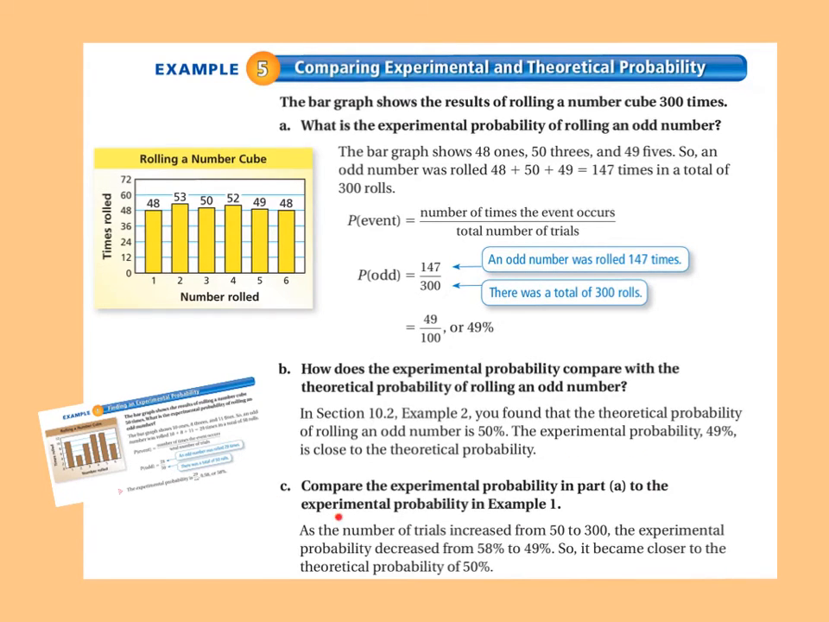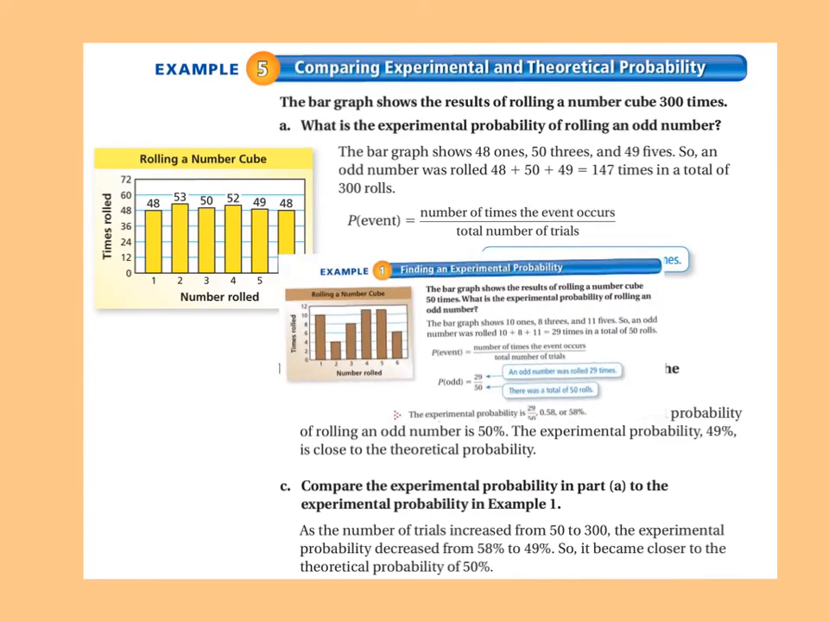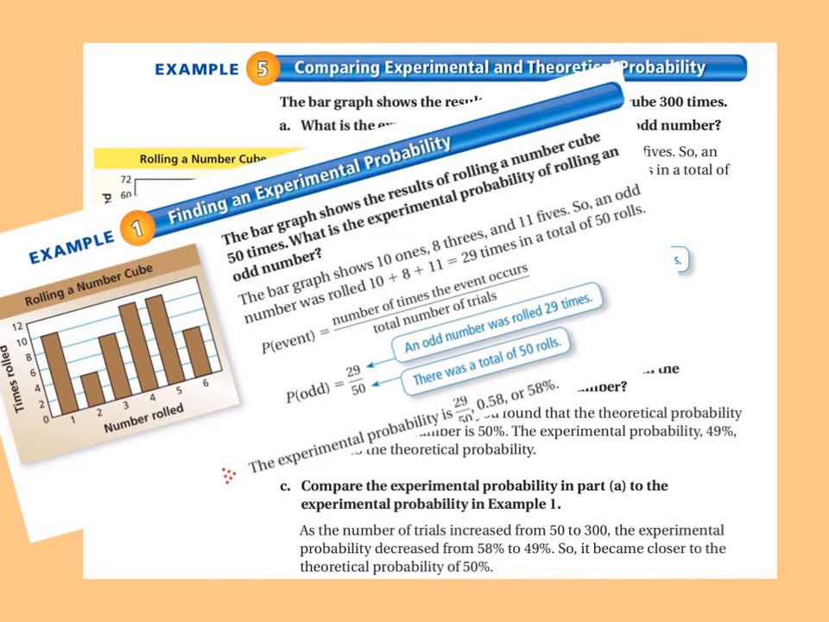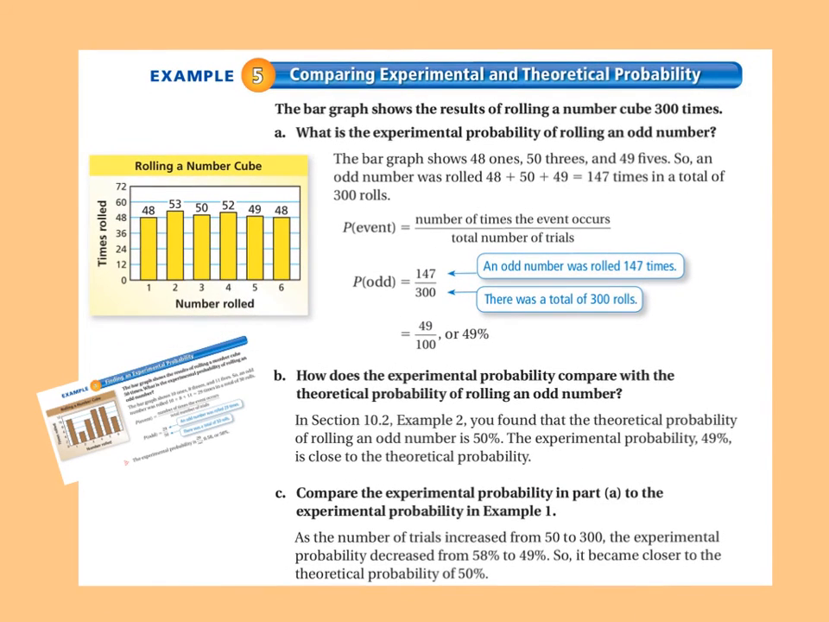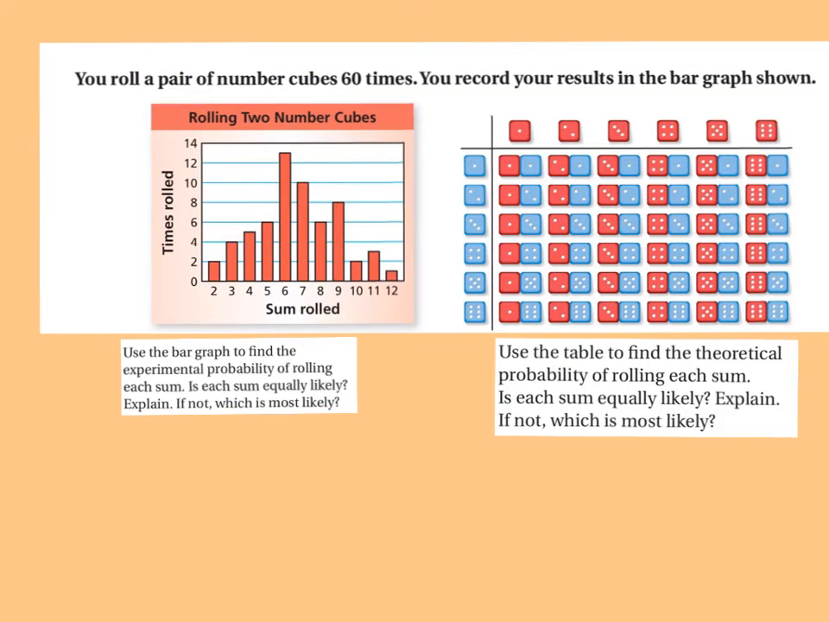One thing to note, letter C here, it says compare the experimental probability in part A to the experimental probability in example 1. So this was example 1, where we were rolling, and out of 50 rolls, 29 were odd. That was about 58%. Now when we rolled 300 times, we end up with this 49%. And so what we need to note is as the number of trials increased from 50 to 300, the experimental probability decreased from 58% to 49%. So it became closer to the theoretical probability. And that's what should happen. If you are increasing your trials, your experimental probability should start to get close to your theoretical probability.